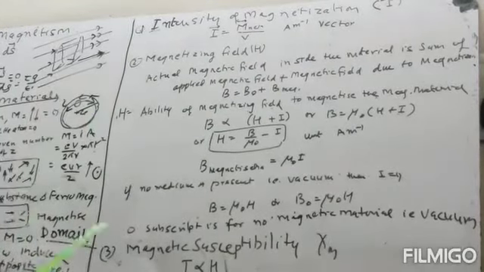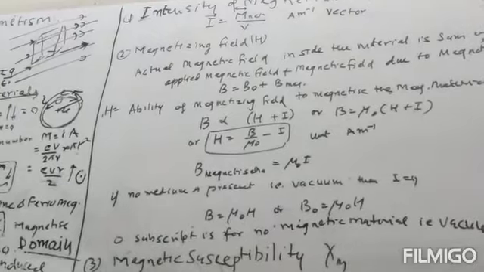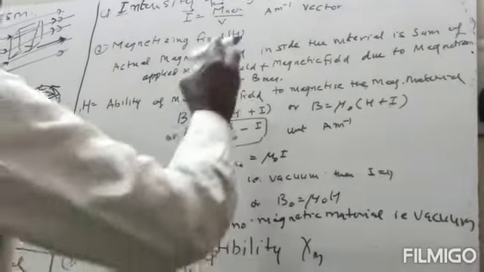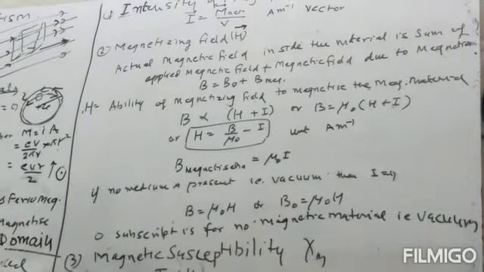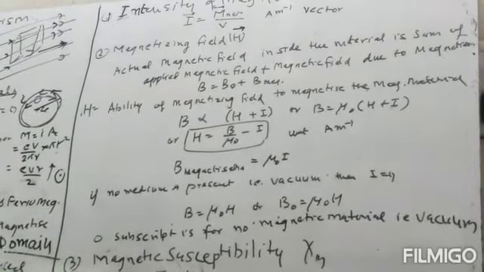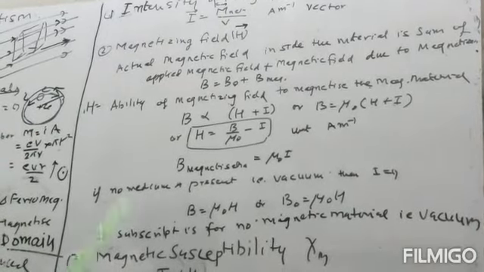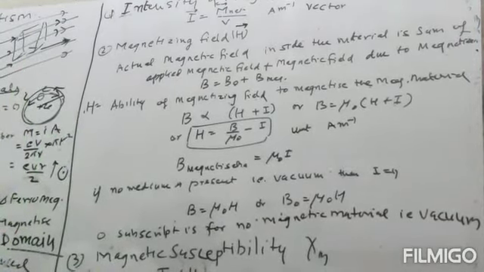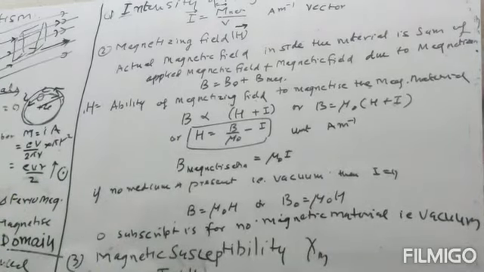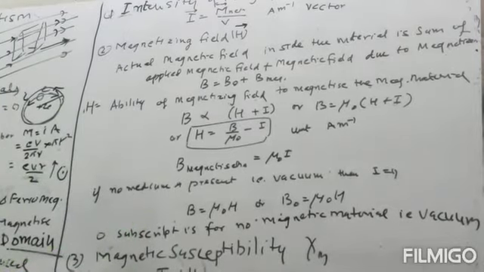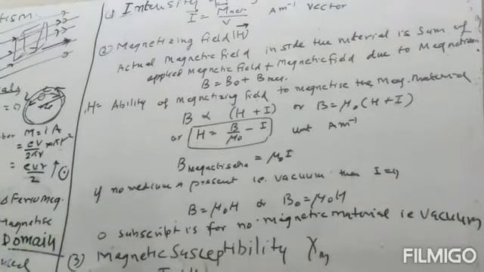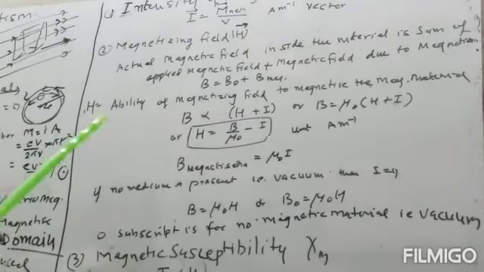Now second is the magnetizing field, capital H. This is also a vector quantity. Magnetizing field means, suppose we apply a magnetic field on the substance, then what will happen? Due to the external magnetic field, the material will be magnetized. It will have two types of magnetism. One magnetism is due to the external field and the second magnetism is due to the magnetization of the substance.